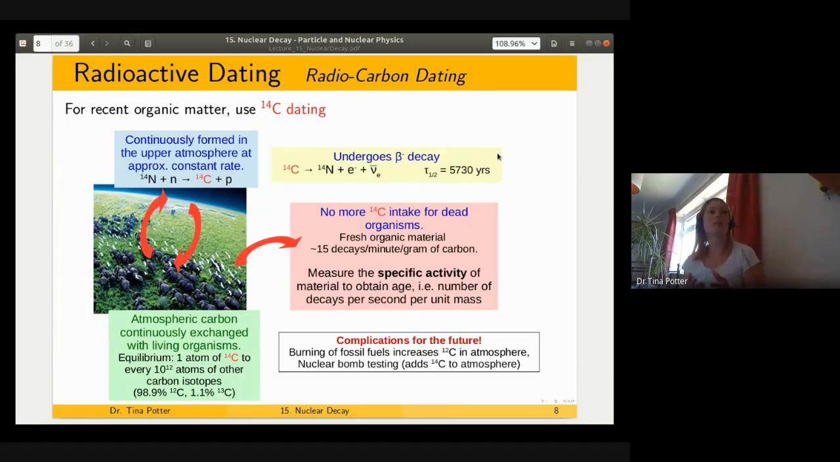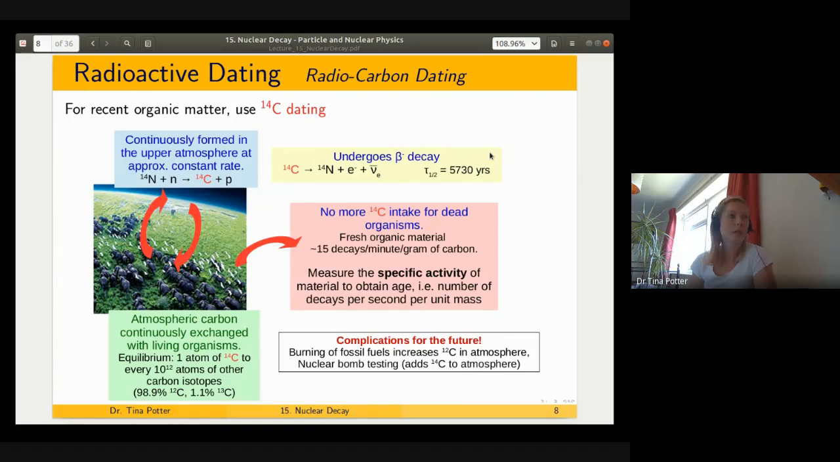And in any organic material, if it's just died and stopped exchanging carbon with the atmosphere, we're going to have about 15 carbon-14 decays every minute for every gram of carbon in that organic material. So we can measure the activity of any organic material to obtain the age of it. It gives us the number of decays per second per mass, and we can compare that to the known half-life of carbon-14 and figure out how long it's taken from when it died to today.